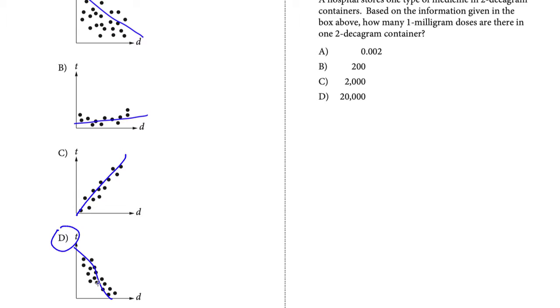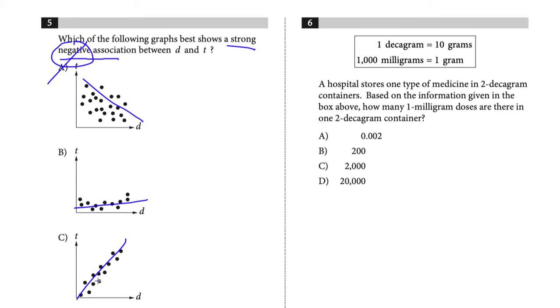All right, moving on to number 6. A hospital stores one type of medicine in a 2 decagram container. Based on the information given in the box above, how many 1 milligram doses are there in one 2 decagram container? All right, and it gives us this handy conversion up here.